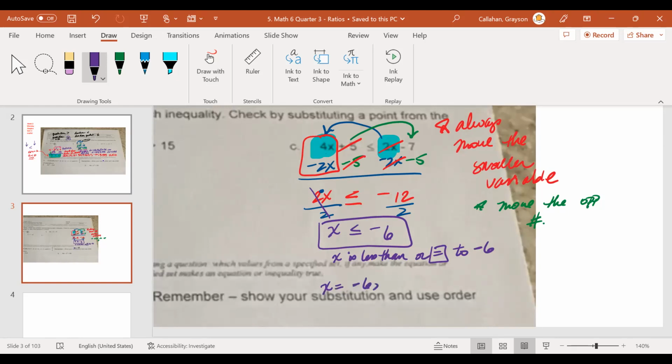It could be negative 6. It could be what's also smaller than negative 6. Negative 7, negative 6.5, right? Because that's still smaller than negative 6. Negative 8, negative 9, negative 10, all the way to negative infinity. It could also be negative 6.001, because that's still smaller than negative 6. Do you see that? Okay.